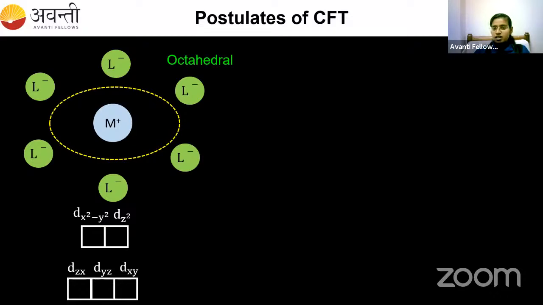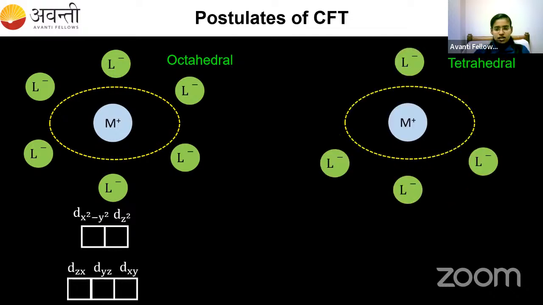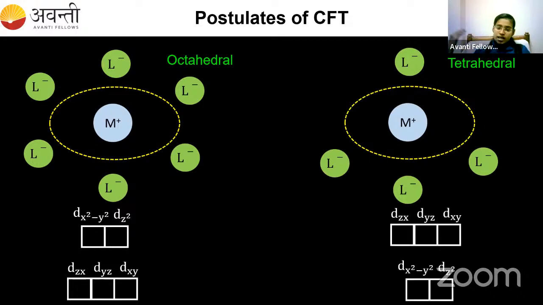For tetrahedral, meaning 4 ligands, right? For tetrahedral field, the first 3 will go higher in energy and the last 2 will go lower in energy. This is called splitting of the orbitals. This is the splitting of the d orbitals in presence of octahedral field and in presence of tetrahedral field. Now let's discuss in detail about each splitting. So postulates are over. Now we are entering into the octahedral splitting.